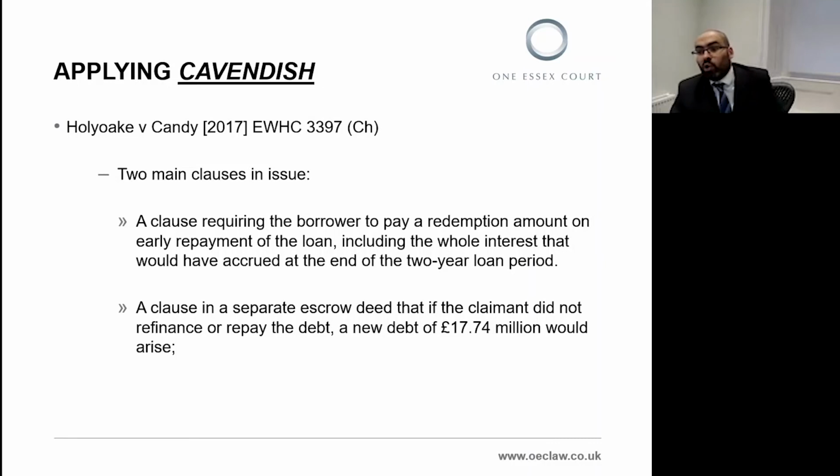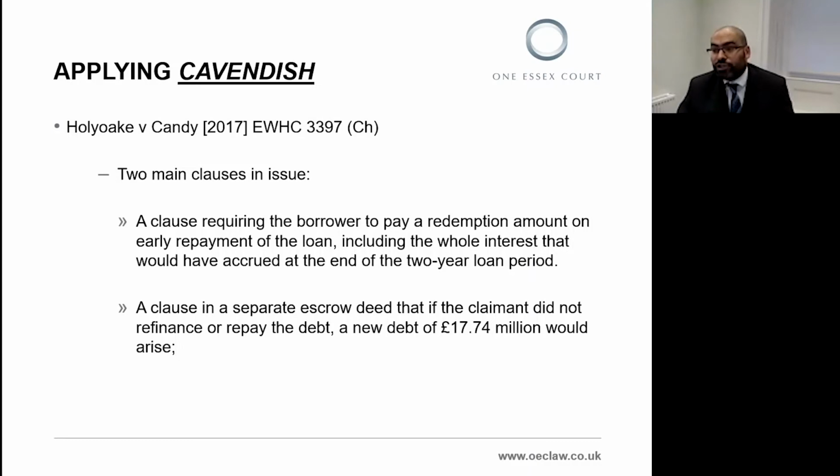And secondly, a clause in a separate escrow deed that said that if the claimant did not refinance or repay the debt under the original loan agreement, a new debt of 17.74 million would arise. So clauses that are absolutely making it clear that there will be no way of getting out of paying 17.74 million. Mr. Justice Nuji decided that these clauses did not amount to penalties on the basis that they were not secondary obligations. They were primary obligations and so not subject to the penalty clause regime.